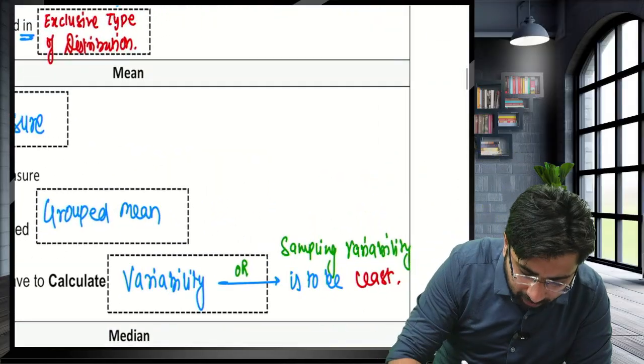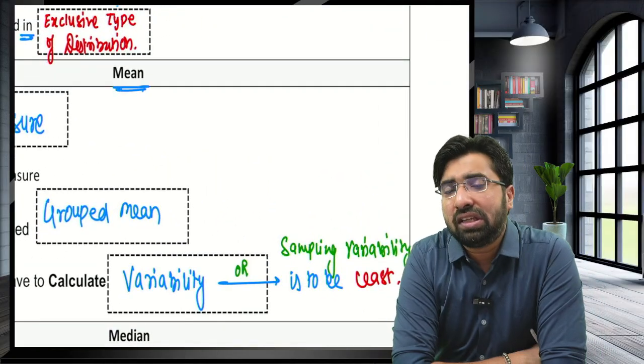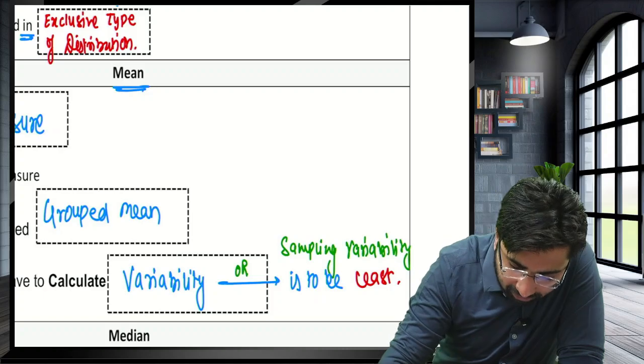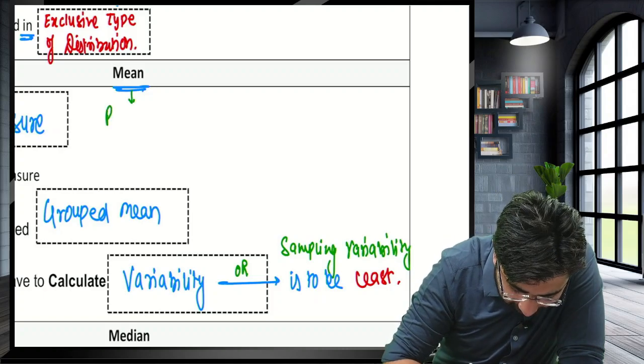Now see one more thing, you have to write down. All the measures of central tendency give us a representative value. Give us a representative.